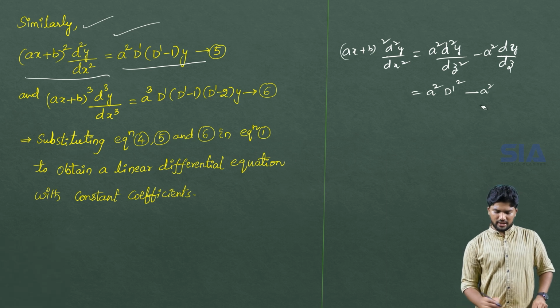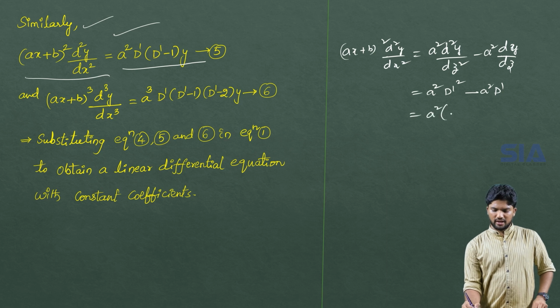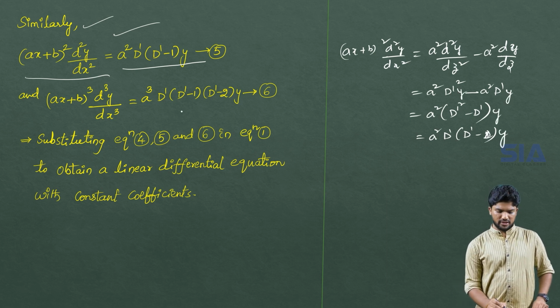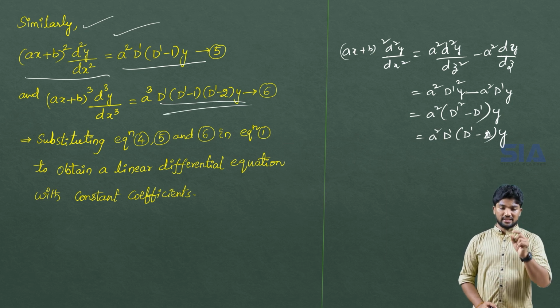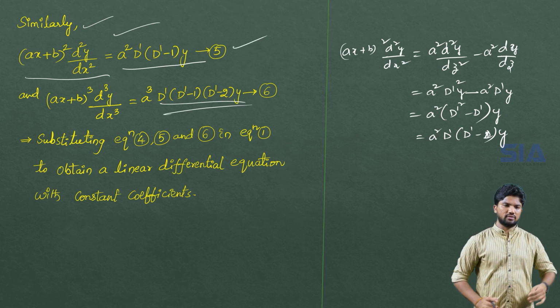So therefore, if you take a square common, D dash square minus D dash. Okay, so a square into, again if you take D dash common, D dash into D dash minus 1, in this format you will get y. So in this format you will get the values. Take that as equation number 5, the second derivative term.